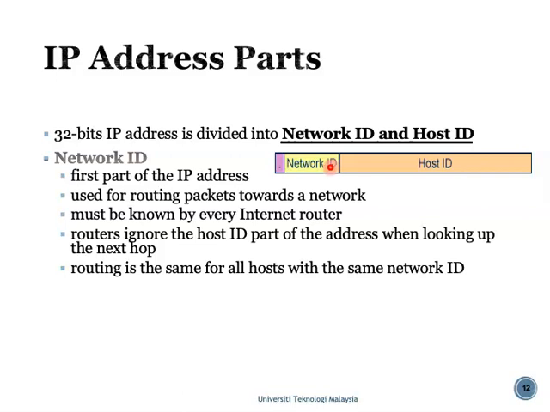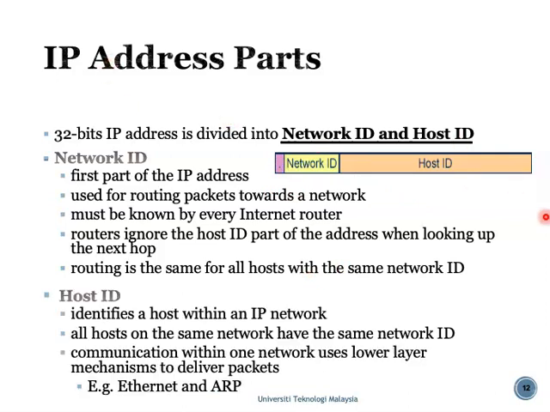It is used for routing packets towards a network, and it must be known by every internet router. So the routers will ignore the host ID part of the address when looking up the next hop. And routing is the same for all hosts with the same network ID. So basically, all the hosts in a single network will have the same value for this network ID portion. This is actually 32 bits, this is your IP address. From here to here, the total number of bits is 32 bits.